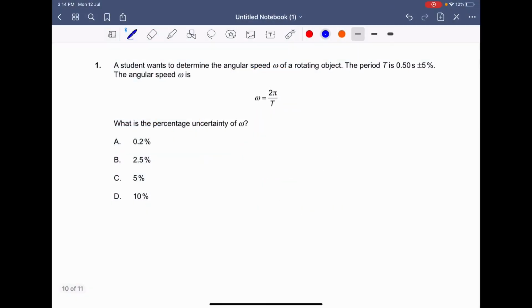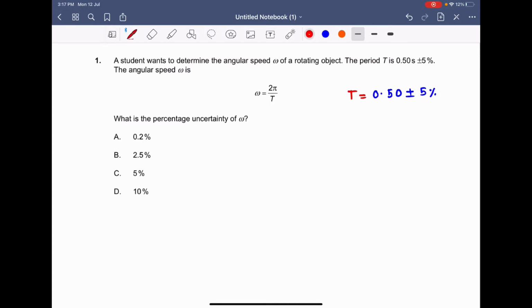So proceeding on to the first question, a student wants to determine the angular speed omega of a rotating object. The time period is 0.50 plus minus 5 seconds. Okay, so that means the time period T is equal to how much? The time period T is 0.50 and the percentage error is plus minus 5%. Okay, so we need to find out the percentage uncertainty of omega.